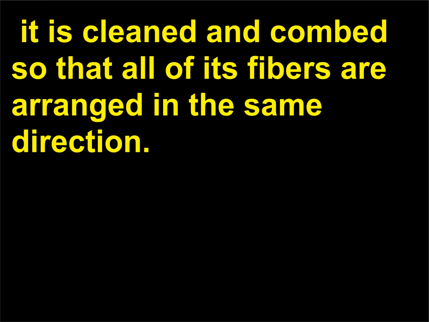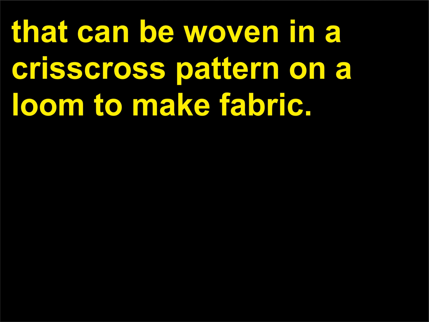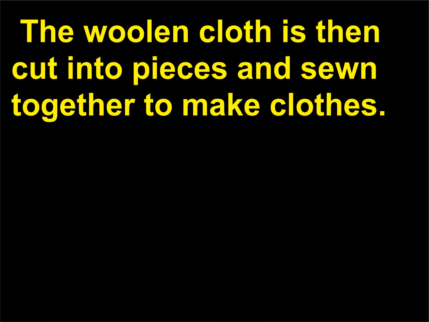After the fleece is removed, it is cleaned and combed so that all of its fibers are arranged in the same direction. Next, the fibers are overlapped and twisted together into long threads that can be woven in a crisscross pattern on a loom to make fabric. The woolen cloth is then cut into pieces and sewn together to make clothes.